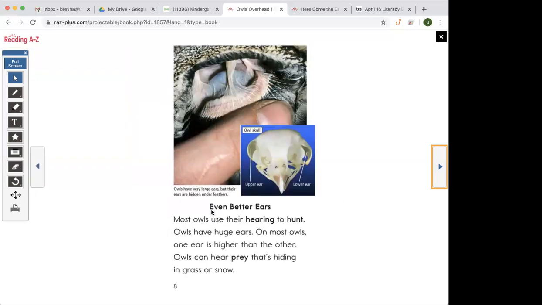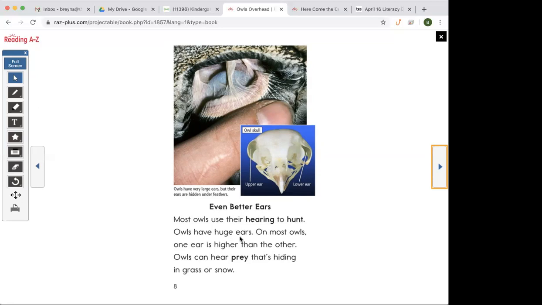This heading says even better ears. So the author's only going to talk about ears on this page. Most owls use their hearing to hunt. So hearing and hunt are bolded. We can go to the back if we do not know what that means.